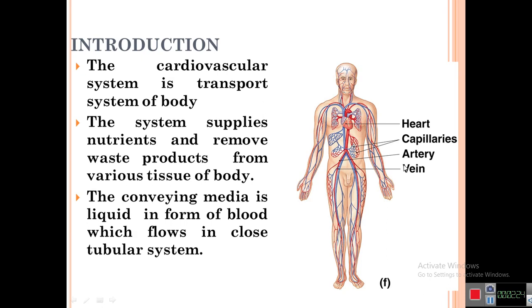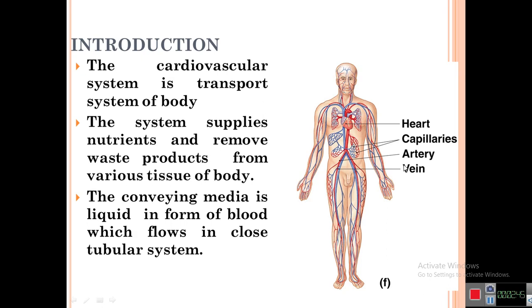There are two types of circulatory system: closed type and open type. The open type circulatory system is present in insects and arthropods, but in all higher animals and mammals, the closed type system is present.